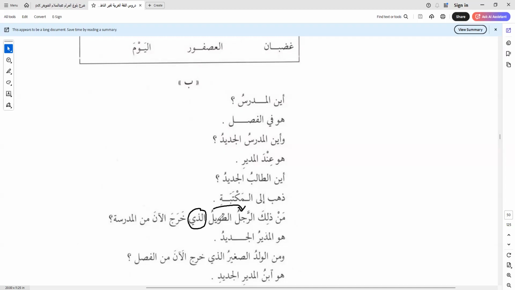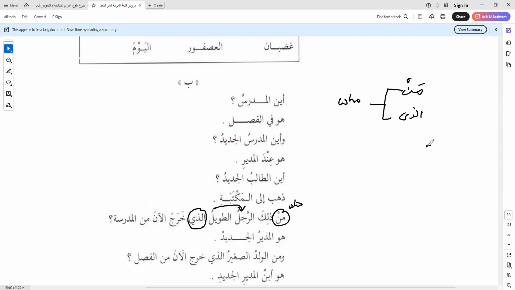من ذلك الرجل الطويل? Who is that tall man? That's what we're going to say. من ذلك الرجل الطويل? Who is that tall man? So man and then alladhi, sometimes they can serve the same purpose. Who? But you cannot start a sentence like this, like alladhi dhalika. You cannot say that. So you have to say man dhalika. Who is that man? Who?